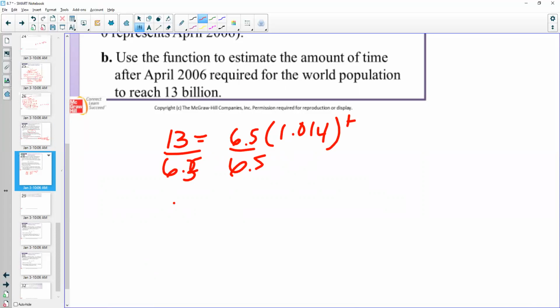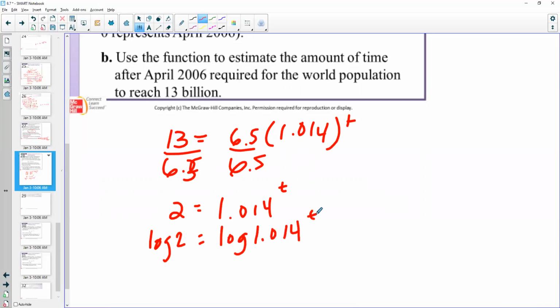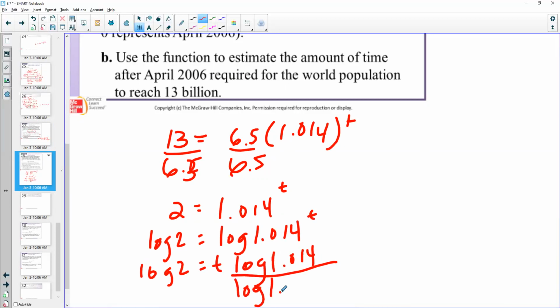So 13 divided by 6.5 is 2. I get 1.014 to the power of t. I don't know how to make those bases the same, but I can take the log of both sides. Log of 2 equals log of 1.014 to the power of t. Move the t to the front. Log of 2 equals t log of 1.014. Now divide away the log of 1.014 to both sides. So log of 2 divided by log of 1.014 equals the amount of time.